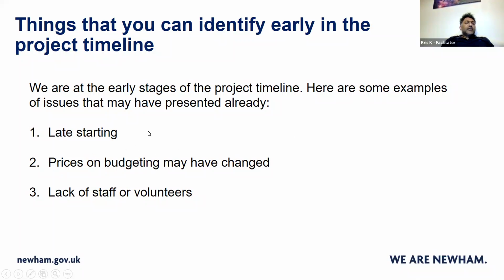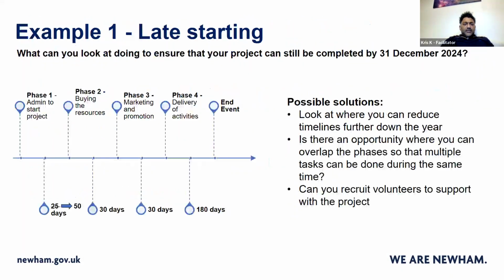So things like getting off the blocks late. You expected to get started a month ago maybe, but you're still not where you want to be. Sometimes there are issues with budgeting, things that you didn't expect to cost a certain amount. The prices may change as well. And also the example of a lack of staff or volunteers to help you with your projects. So those are the three we're going to be looking at earlier on.